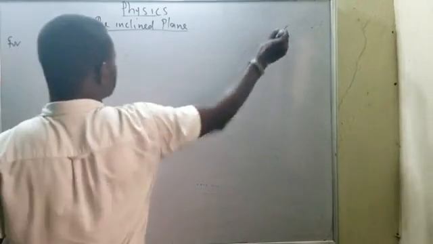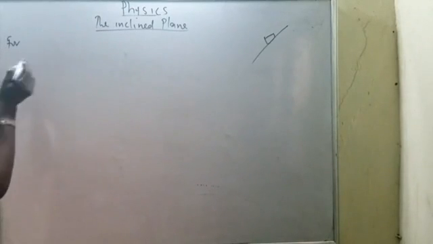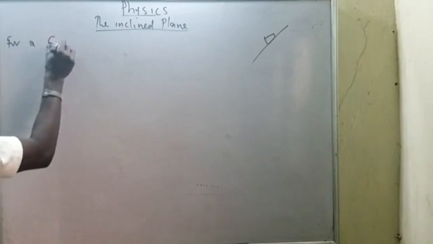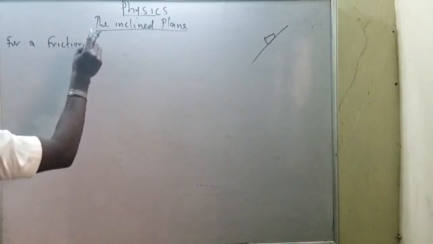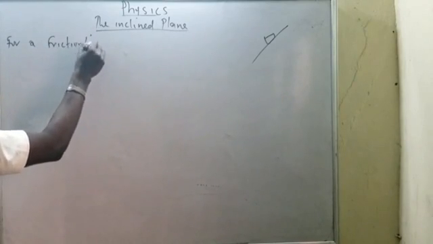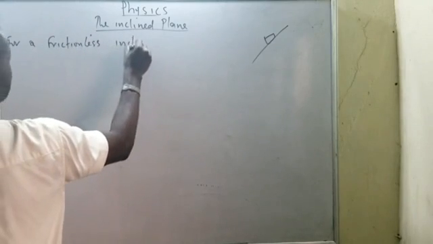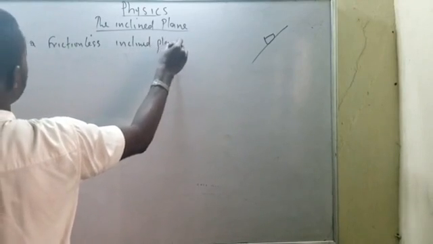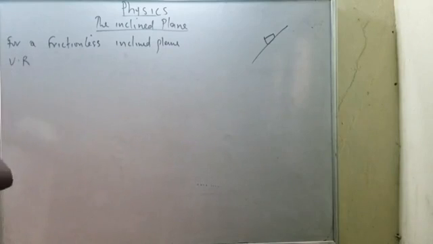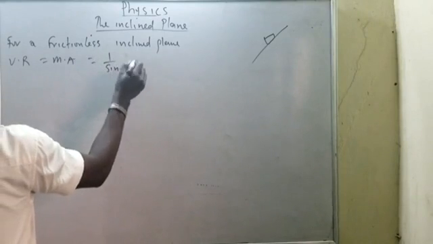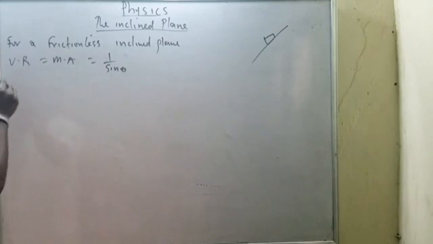Now, what again do we need to work on? For friction, there will be friction because it is inclined. Let's talk about the frictional part of it, or frictionless. For a frictionless inclined plane, the velocity ratio, VR, equals the mechanical advantage, which can also equal 1 over sine theta. Now, work done.